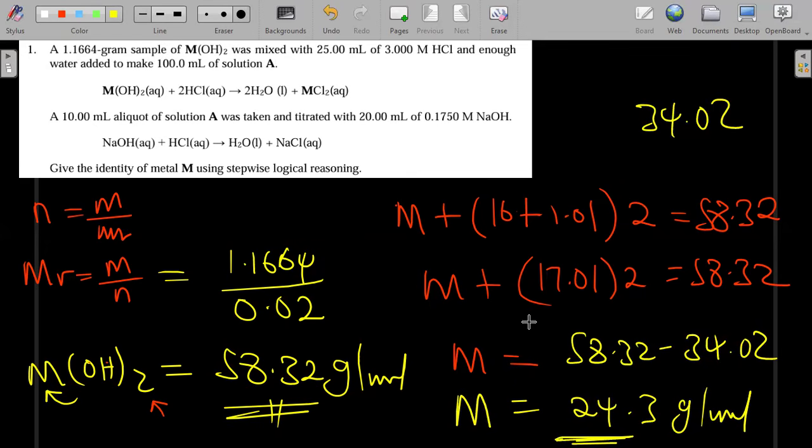So you just go on your periodic table and check which element has a mass that is closer to this 24.3. When you go on your periodic table, you're going to find that the one that has the molar mass closer to this is just magnesium.